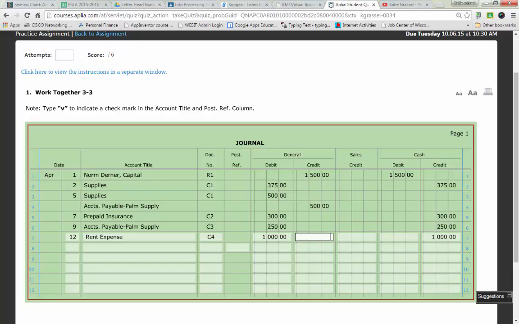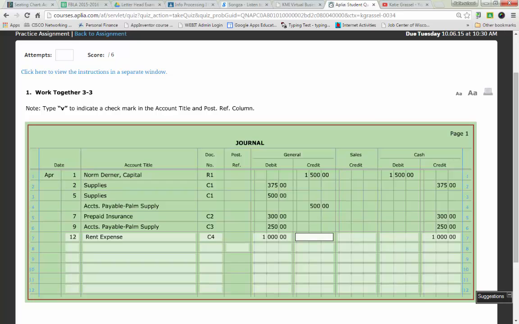Sales and cash. Do I have a special column for sales? Do I have a special column for cash? Because I have a special column for sales and a special column for cash, I don't need to put anything in the account title section. But if I leave it blank, it looks like I forgot to do it. Would you agree?